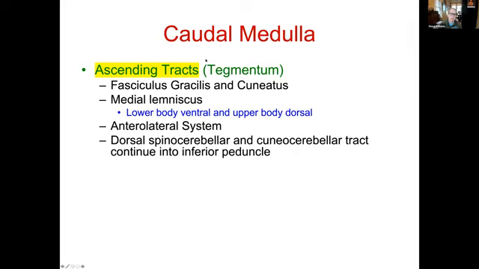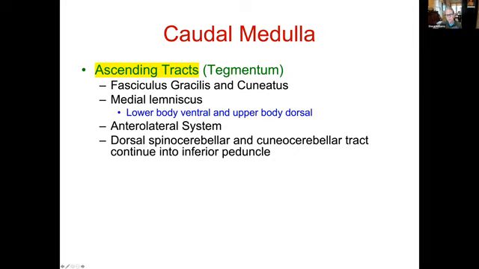So the way I've set this up, instead of doing sensory and motor tracts, I'm just listing them as ascending or descending. The reason for that is there's an exception. Normally ascending tracts are sensory tracts, but there is an exception in the brainstem where we do see a descending tract that is a sensory tract, okay? So I'm just going to list them as ascending and descending, but remember that for the most part, ascending tracts are sensory and descending are motor.